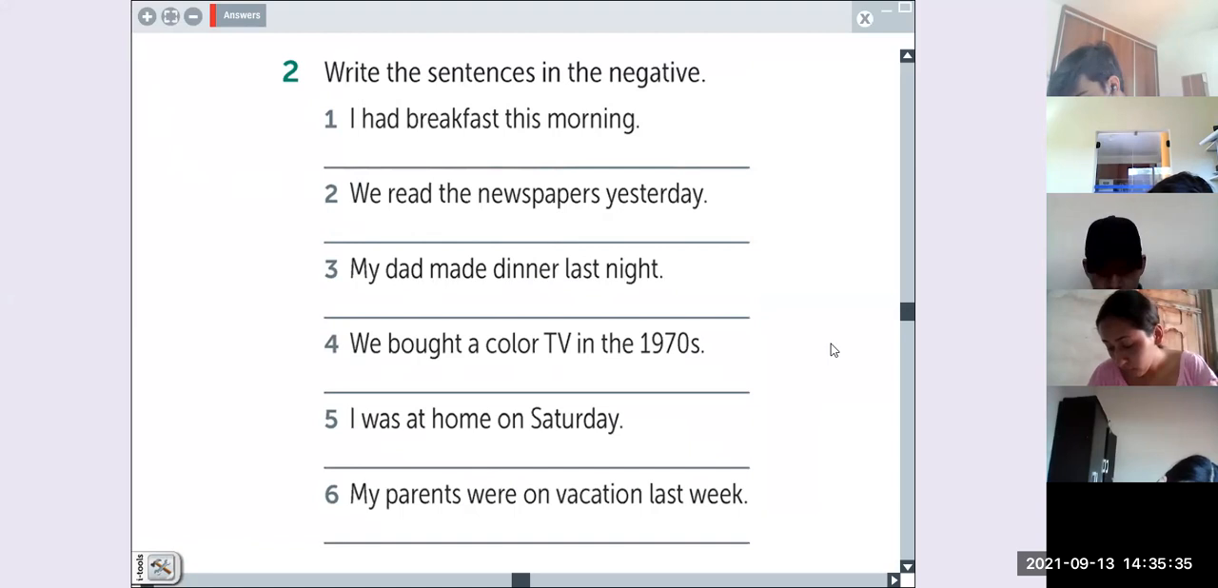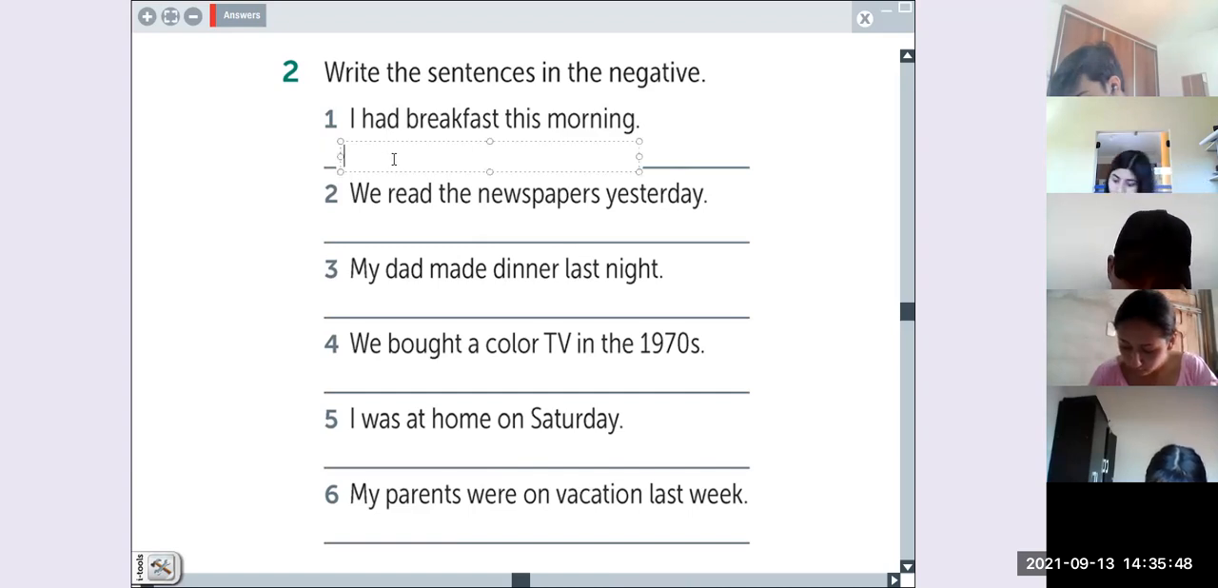Matias Marquez, what do you think is the negative for the first sentence? I had breakfast this morning. What is the negative form? No lo hice eso, teacher. But do it with me. ¿Cómo formábamos el negativo?